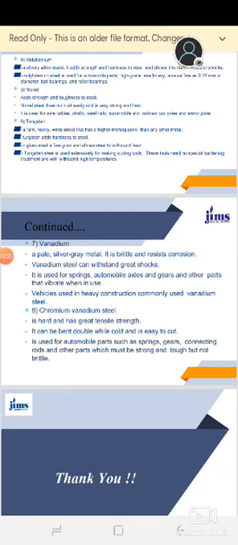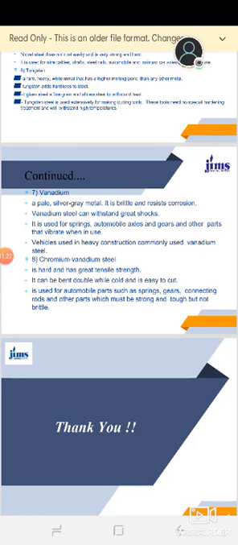Next is tungsten. Tungsten is a rare, heavy, white metal that has a higher melting point than any other metal. Tungsten adds hardness to steel. It gives steel a fine grain and allows steel to withstand heat. Tungsten steel is used extensively for making cutting tools. These tools need no special hardening treatment and will withstand high temperature.